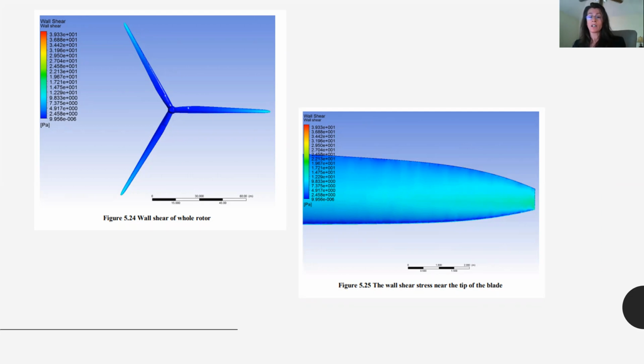For the wind speed of 9 meters per second, the torque generated by the wind turbine is predicted to be 1,806 kilonewton meters. If you remember, the goal was 2,500 kilonewton meters. The power generated by the wind turbine was calculated to be 1.95 megawatts, which means that this design met 72.2% of the maximum potential power.